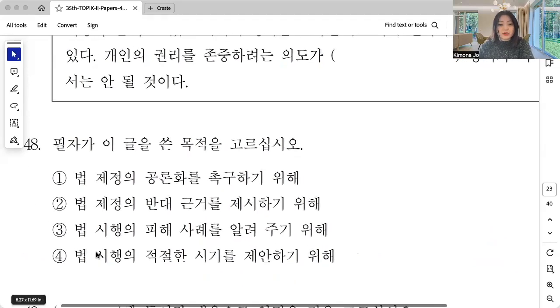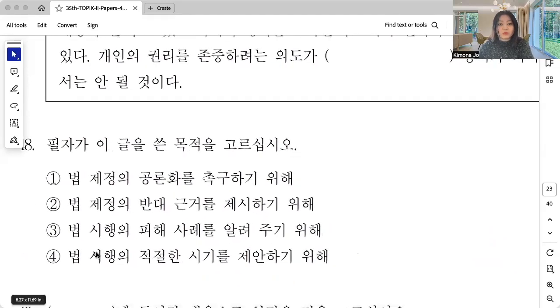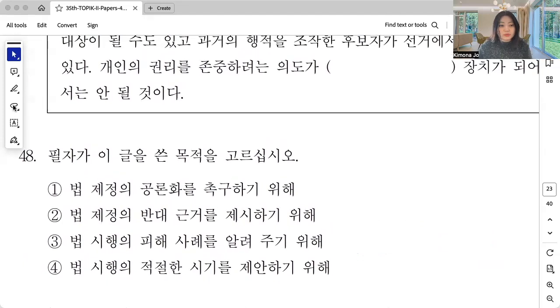48번. 필자가 이 글을 쓴 목적을 고르십시오. Please choose the 목적. It's objective or goal. Please choose the goal. The writer, 필자, is same as 글쓴이. So please choose the goal that the writer wrote.